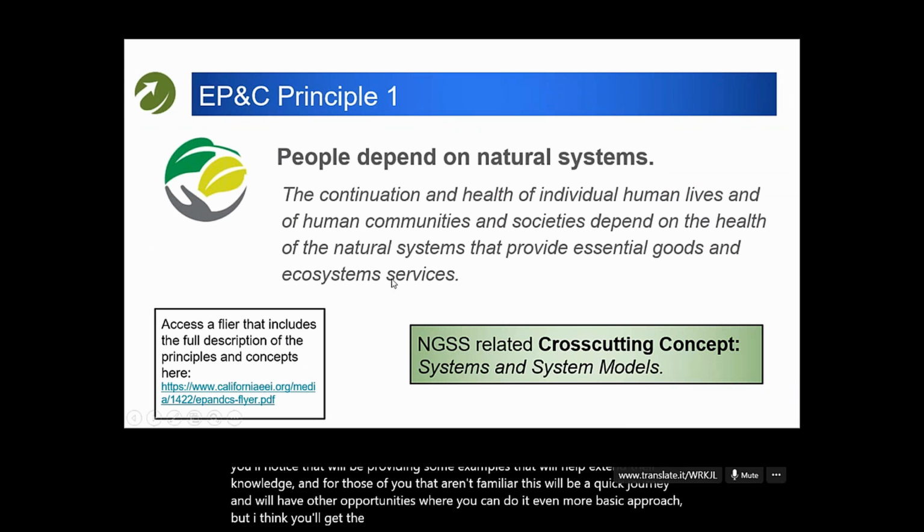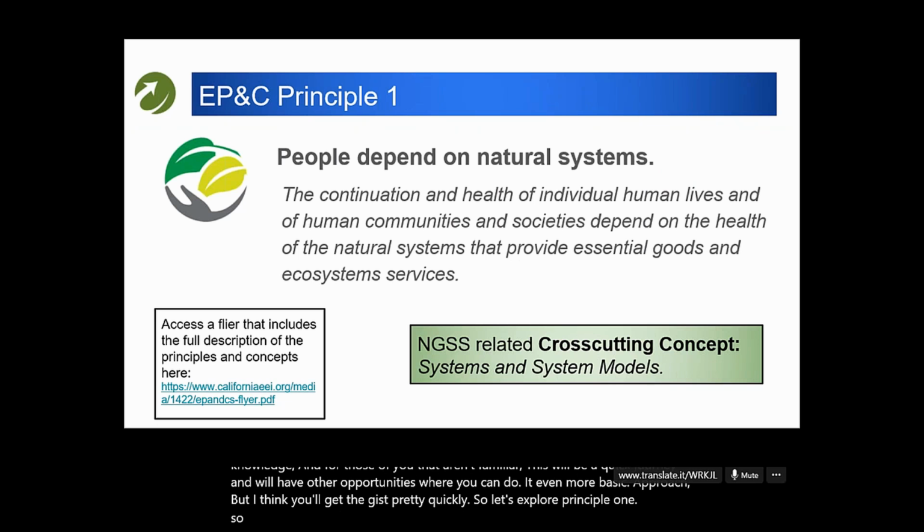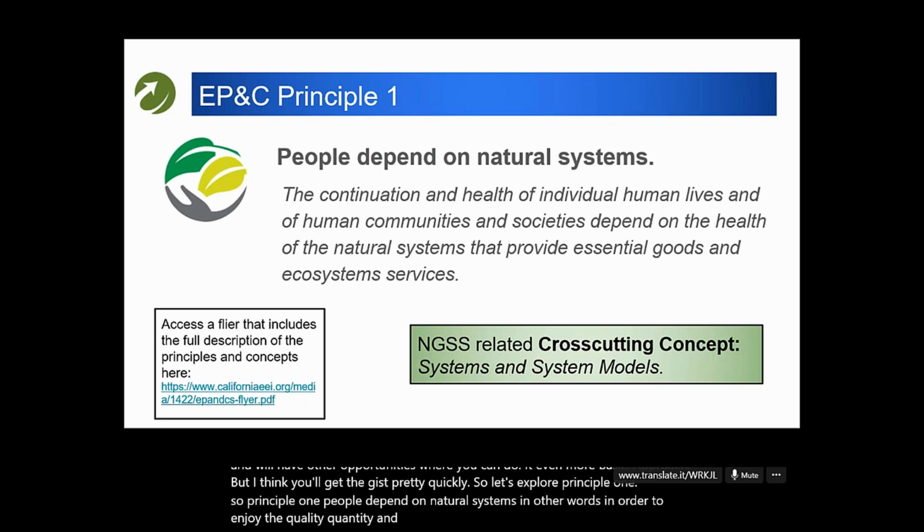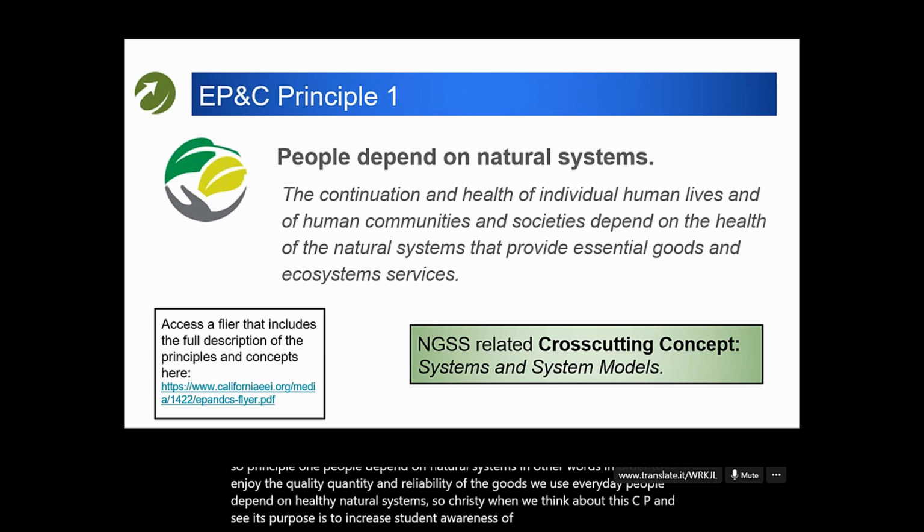Okay, so let's explore Principle 1. Principle 1, people depend on natural systems. In other words, in order to enjoy the quality, quantity, and reliability of the goods we use every day, people depend on healthy natural systems. So when we think about this EP&C, its purpose is to increase student awareness of our dependence on healthy natural systems to provide for our needs. And we can really convey this through thinking involved with the systems and system models cross-cutting concept.